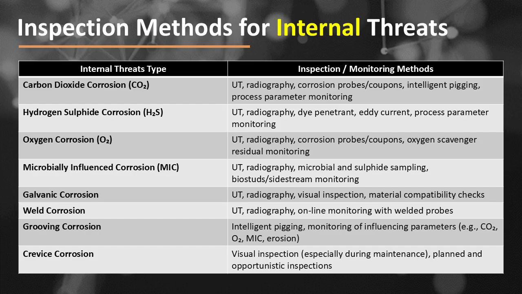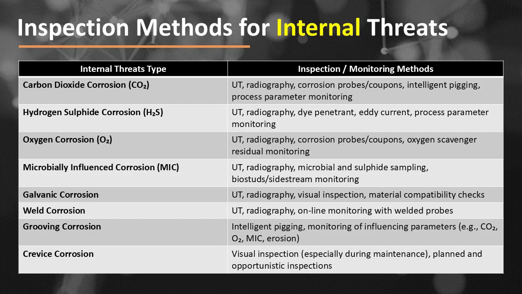If the internal threat type is hydrogen sulfide corrosion, or H2S, then the inspection or monitoring methods that can be used are UT, radiography, dye penetrant, eddy current, and process parameter monitoring. If the internal threat type is oxygen corrosion, or O2, then the methods are UT, radiography, corrosion probes or corrosion coupons, and oxygen scavenger residual monitoring.